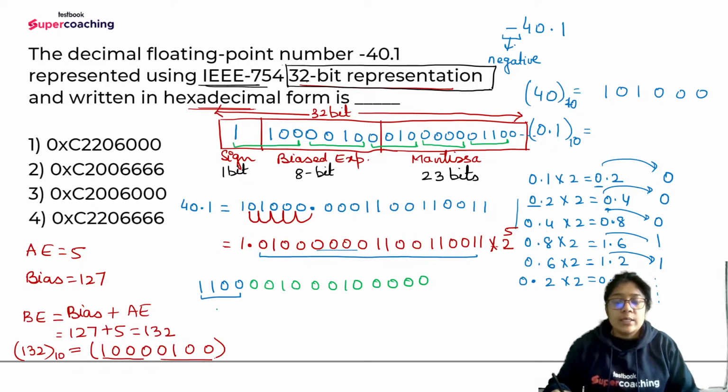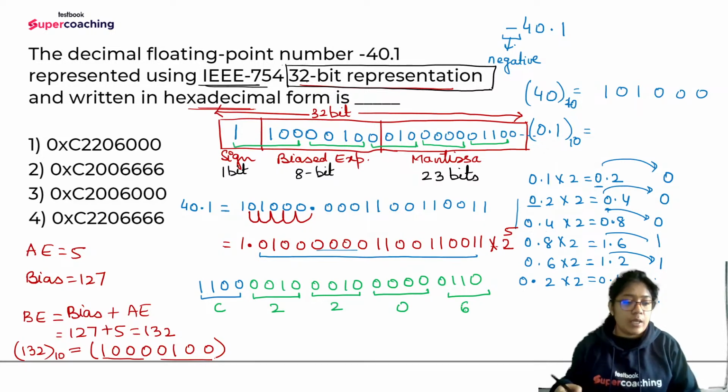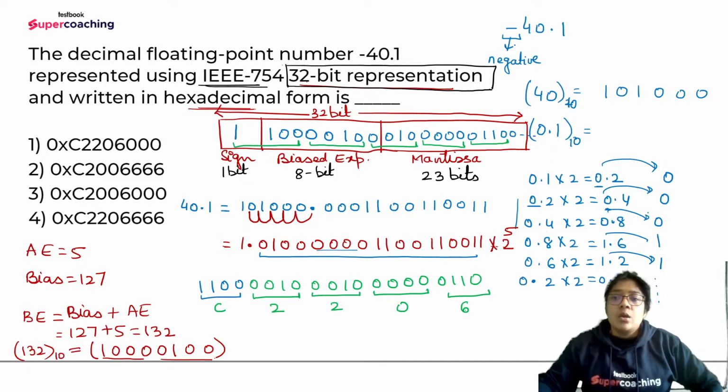So 1100 is nothing but 12, that is the hexadecimal for C. This is 2, then this is again coming out to be 2, then we are getting 0, and then we were getting 0 0 1 1 0, that is 6, and so on. So what is the correct answer? So here after that it is going to just repeat 0 0 1 0 0 0 1 0 1 1.